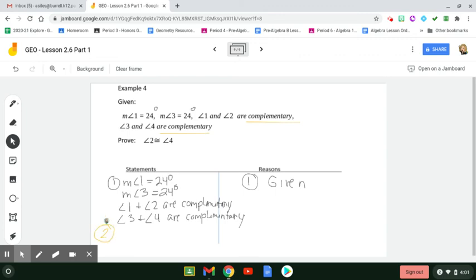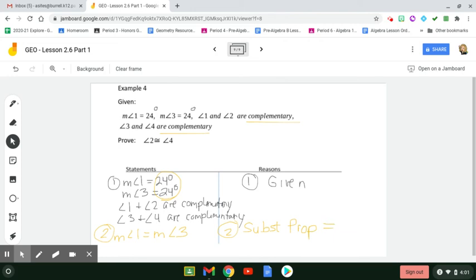I'm going to say right now that the measure of angle 1 is equal to the measure of angle 3. And here's how I know that: they're both equal to 24 degrees. Since they're both equal to 24 degrees, I can either say I'm cutting out the middleman or that I'm substituting them in. You know what? I'm going to say substitution property, because I'm substituting in 24 for the measure of angle 3. You can use either. So I'm going to say substitution property of equality.